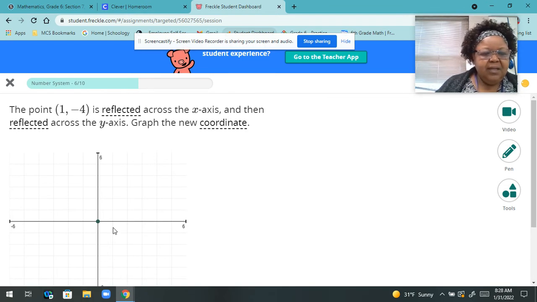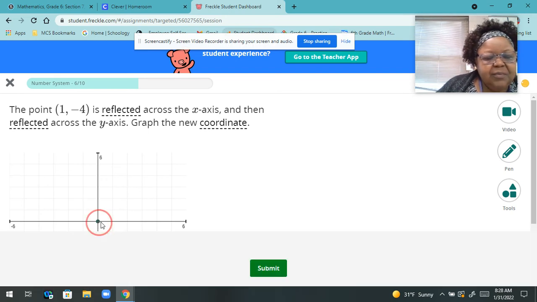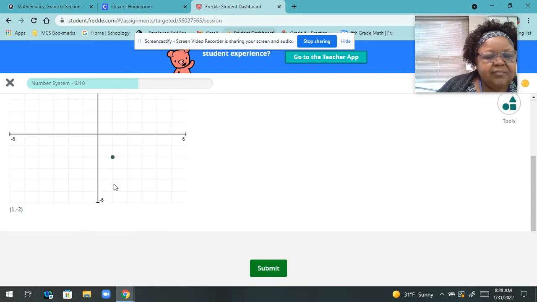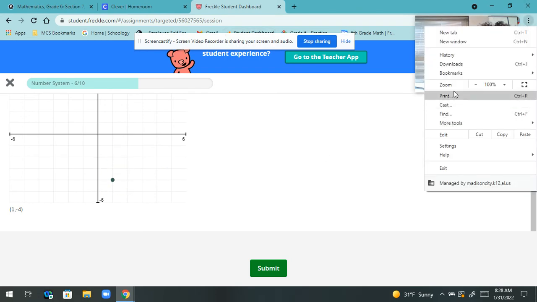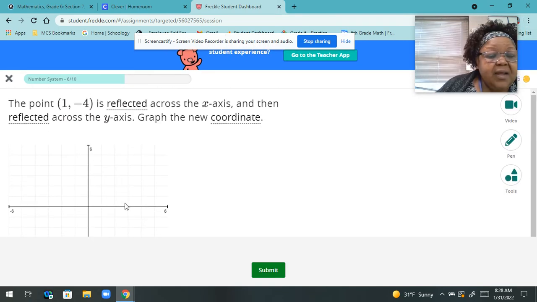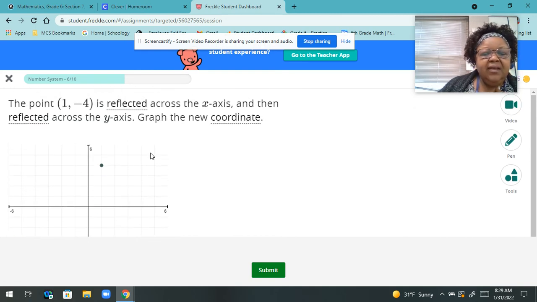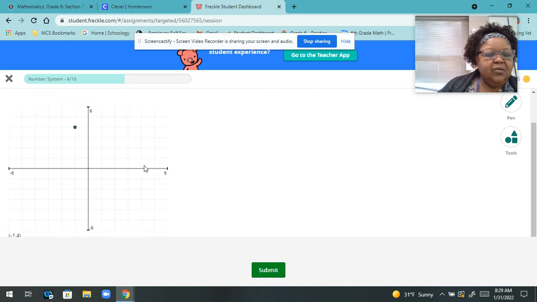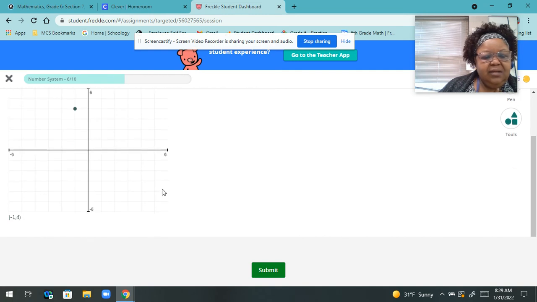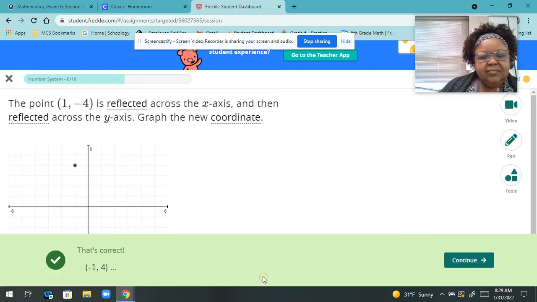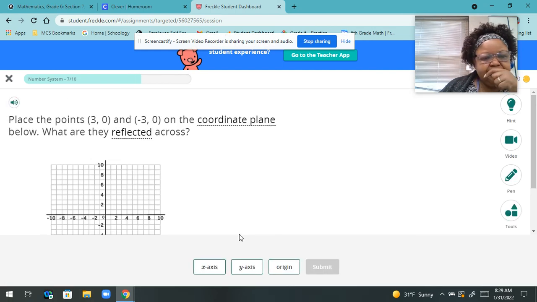So the point 1, -4. So I'm going to go 1, -4. Make my screen a little smaller so everything fits. Okay. Is reflected across the x-axis. So I'm 4 down from here, so I'm going to go 4 up. And then reflected across the y-axis. So I'm just 1 over here, I'm going to go 1 over there. So that's my new point. That's it. So you just keep reflecting. I'm glad they had one like that.